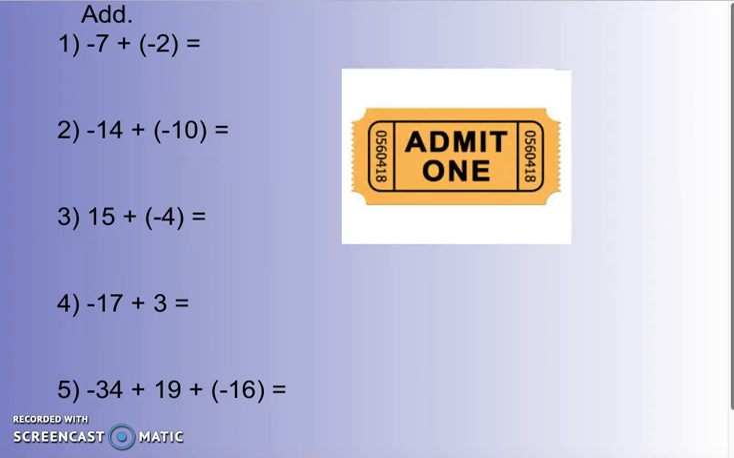Let's try it. These are the problems that I would like for you to do today for ticket problems. And I want you to try out a 3 integer problem. Here's my hint. I would start off with the two of them first. Find that answer and then take that answer and add it to the last one.